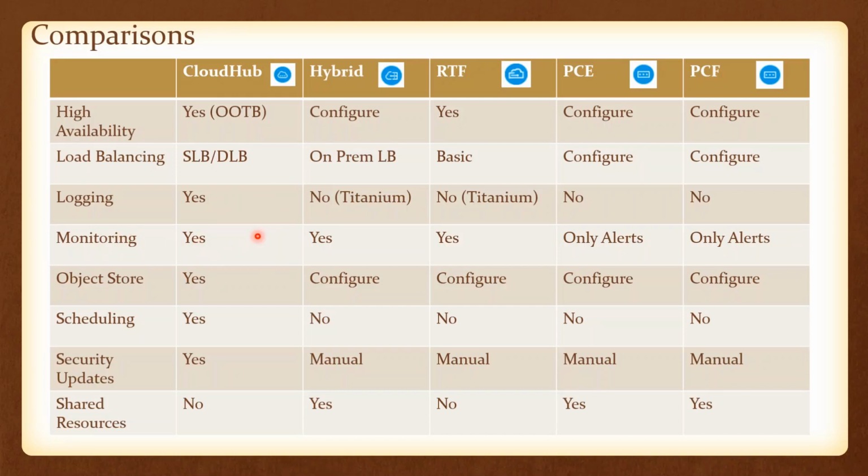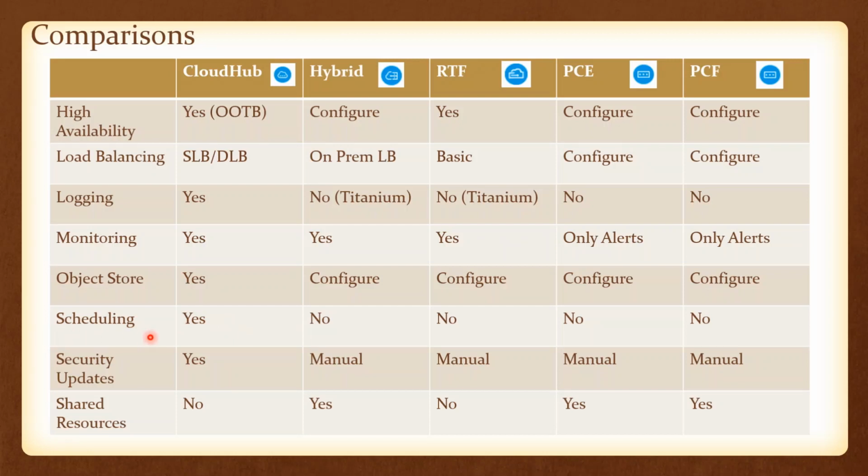Monitoring, yes, it is available out of the box. If you go with the Titanium subscription, you get features like monitoring the heap space, CPU utilization, memory utilization, and metaspace. You get a wide array of metrics. So yeah, that is available. Object Store v2 is also available.